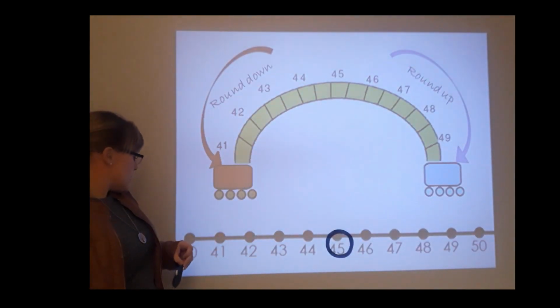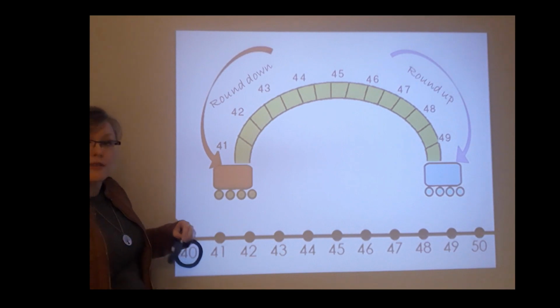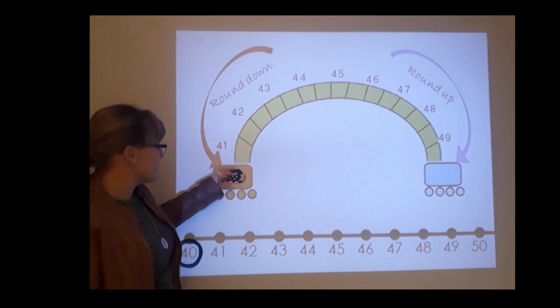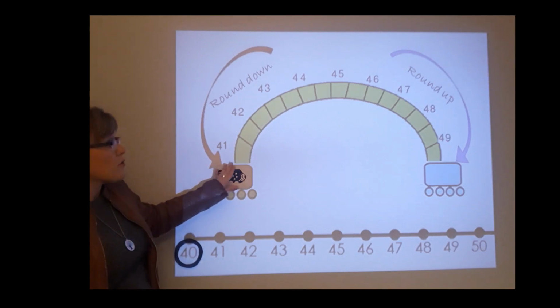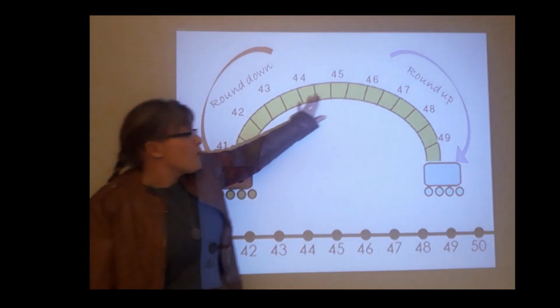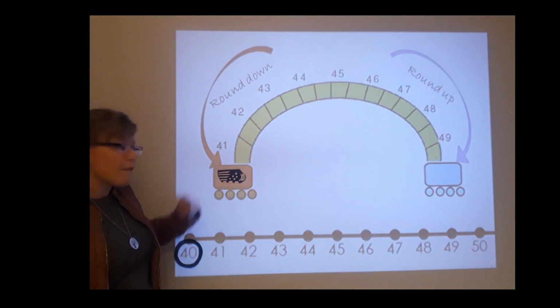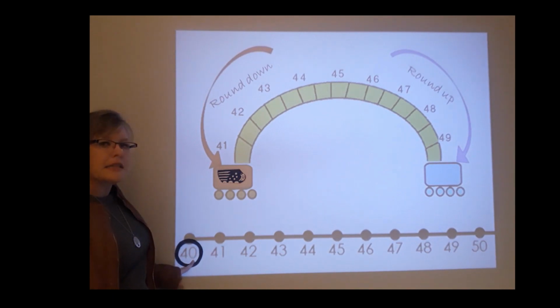Let's choose number 40. Alright, this roller coaster got stuck at number 40. Do you think this roller coaster would go all the way to 50? No, it cannot. It's already stuck at 40 because it already ends in a 0. It stays where it is. It doesn't move forward. Okay, remember when I round off to the nearest 10, it has to end in a 0. So 40 would stay there.